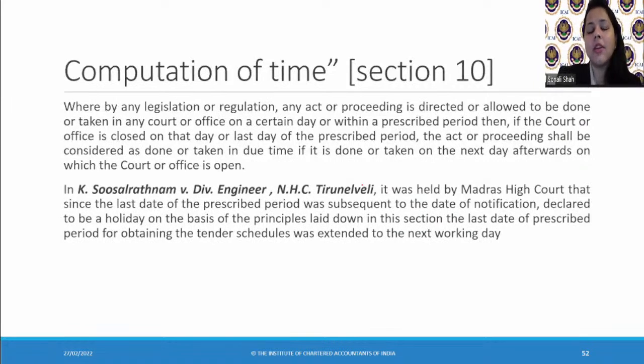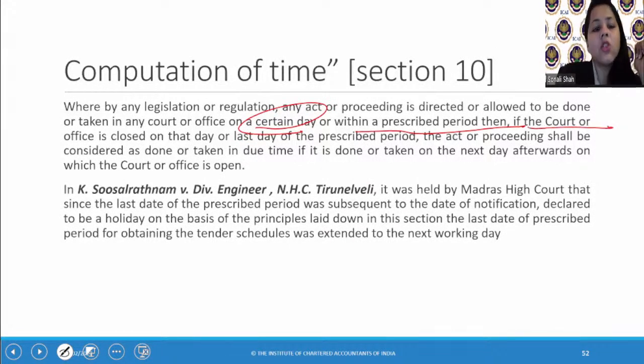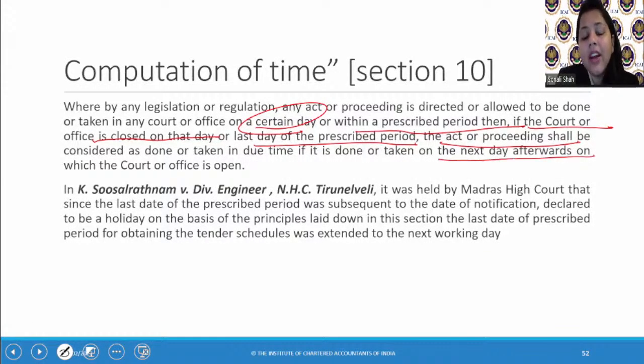Next is Section 10, which talks about computation of time. Section 10 says, where by any legislation or regulation, any act or proceeding is directed or allowed to be done or taken in court or office on a certain day, within a prescribed period, then if the court or office is closed on the last day of the prescribed period, the act or proceeding shall be considered as done or taken in due time if it is done or taken on the next day afterwards on which the court or office is open. So let's say the work had to be completed within 15 days from today, which is 14th March. Now 14th March was the last day for doing it, and on that last day the office or the court is closed.